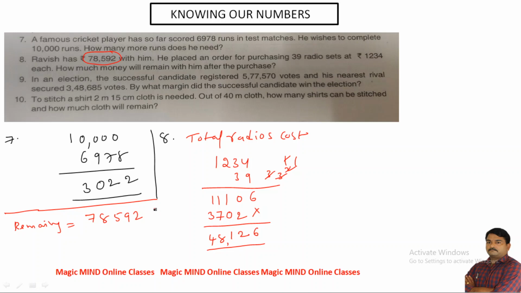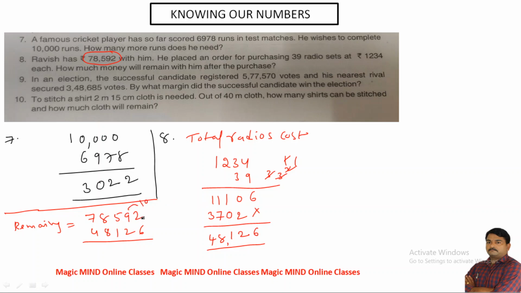From this 78,592, how much you have to subtract? 48,126 we have to subtract. Now you are going to get the required number of money with him. Total number of money left with him you are going to get. Okay.